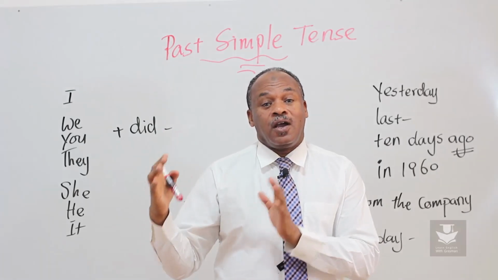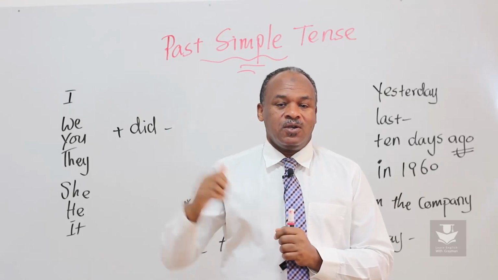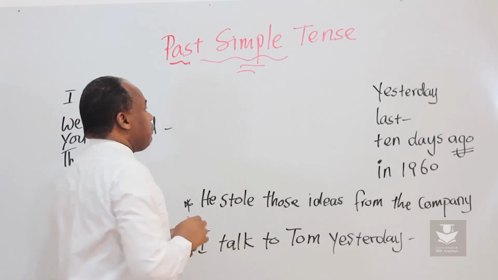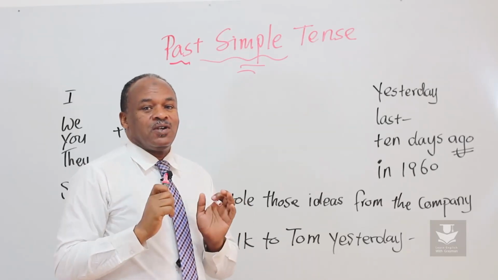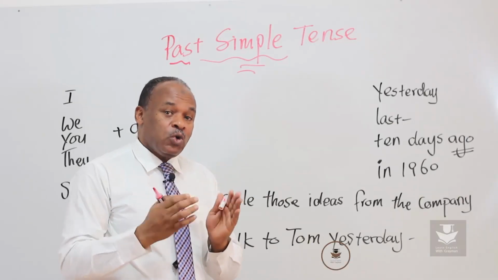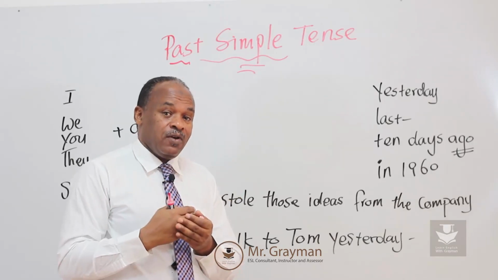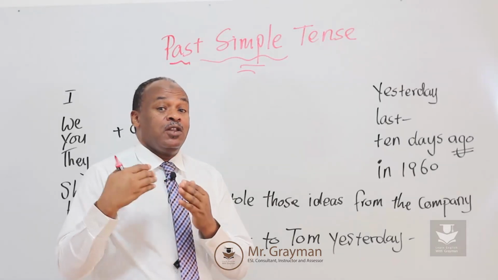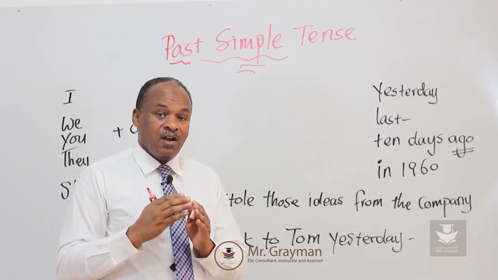In the introductory video, I told you that there are 12 tenses, so this is one of them. It is past simple tense or simple past tense. Either way is fine. So what do we use this tense for? We use this tense to express ourselves about an event or anything that happened in the past and finished.